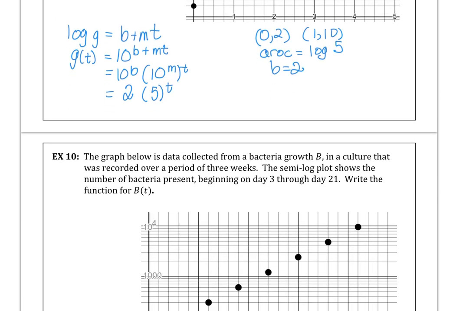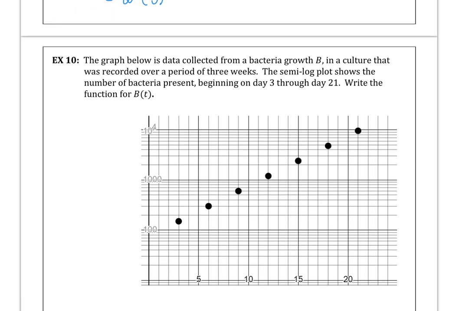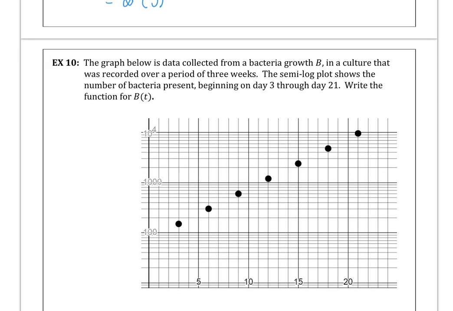Moving on to example 10, the graph below is data collected from a bacteria growth in a culture that was recorded over a period of 3 weeks. The semi-log plot shows the number of bacteria present beginning on day 3 through day 21, and we want to write the function for b of t. Looking at the values, we could maybe make a little table here.